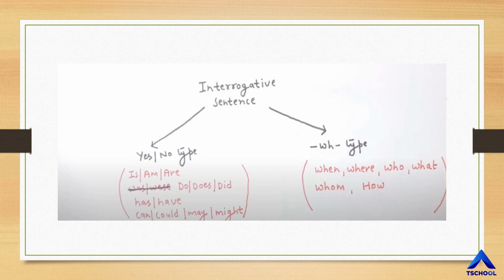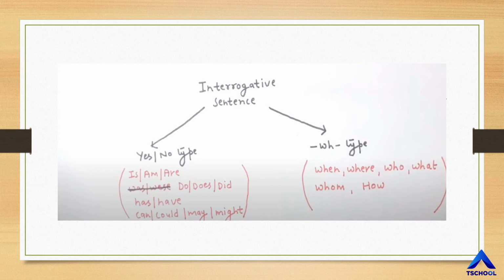While changing from active to passive, the most important thing is that the verb will always remain in the third form. I'm repeating it again: the verb will remain in the third form. If in any active voice the verb is in first form, then we are going to use the helping verb am, is, or are.